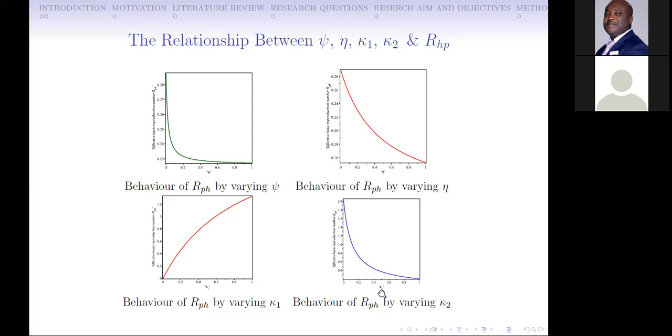While K2 represents the rate at which exposed individuals progress to the hospital, and this one shows a positive impact on the dynamics of TB.